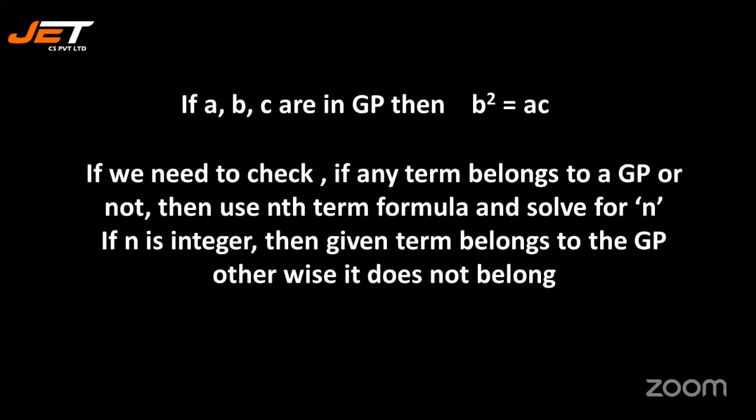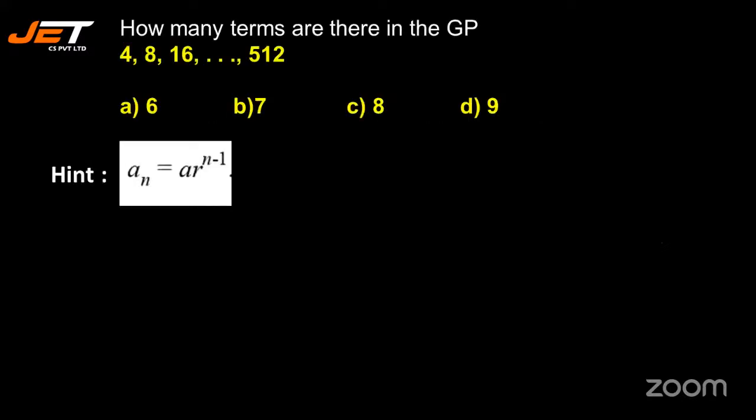So if we need to check if any term belongs to a geometric progression or not, then we have to use the nth term formula and solve for n. If n is an integer, then the given term belongs to the GP, otherwise it does not belong. Like how we saw yesterday in AP. If it is an integer, then it belongs to AP, right? Like that. Here, if it is an integer, then it belongs to GP. Otherwise, it does not belong to GP. All right?